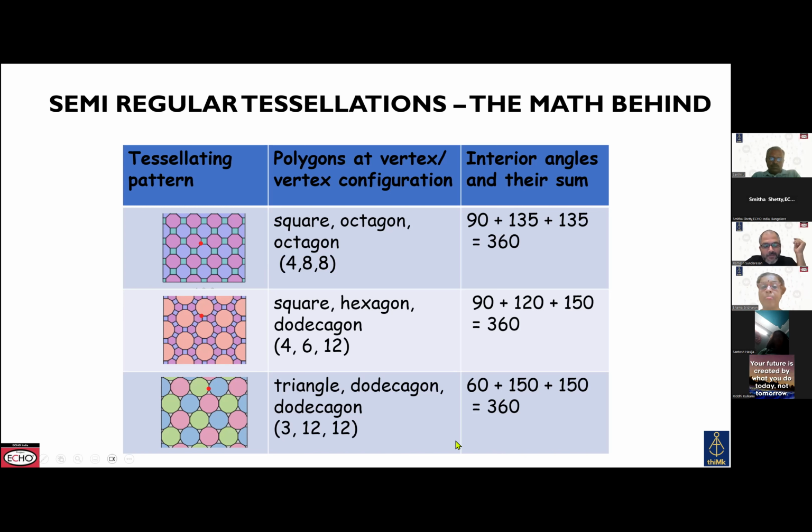There's a curious pattern one can see here. If I take 4.8.8 and add up 1 by 4, 1 by 8, and 1 by 8, it's half. And then 1 by 4 plus 1 by 6 plus 1 by 12 is half. 1 by 3 plus 1 by 12 plus 1 by 12 is also half. That is nice. It kind of flows from the 360 divided by 1 minus n, that kind of a thing. I don't know, I should think about it. But what if more than 3 polygons meet?